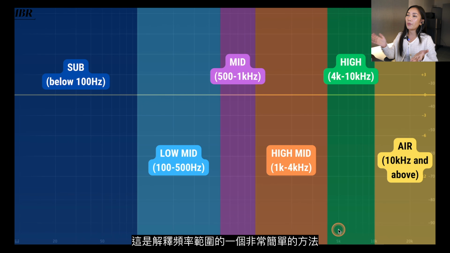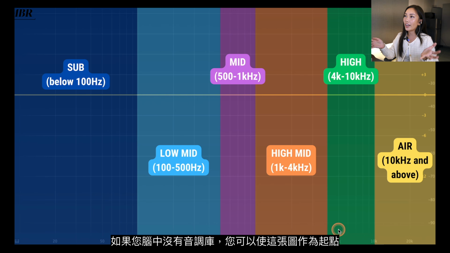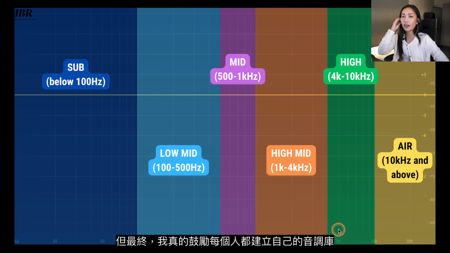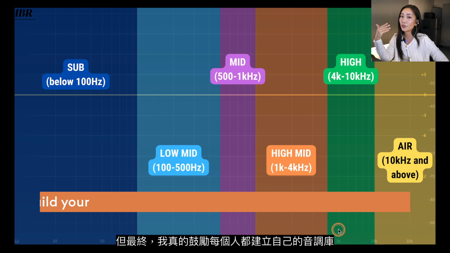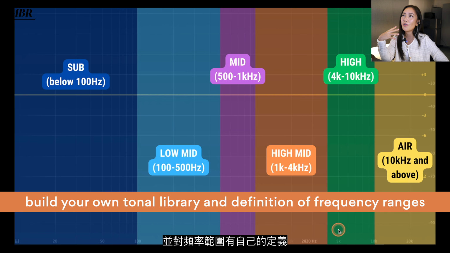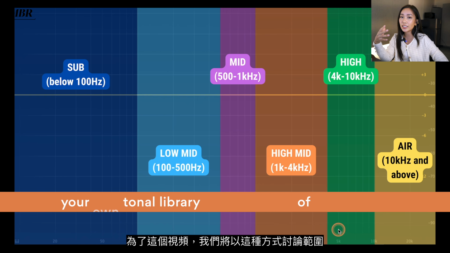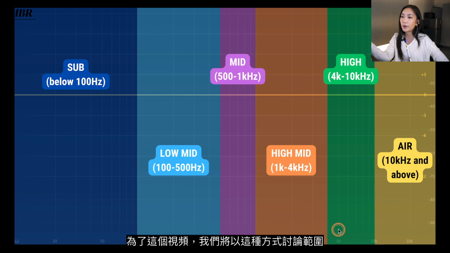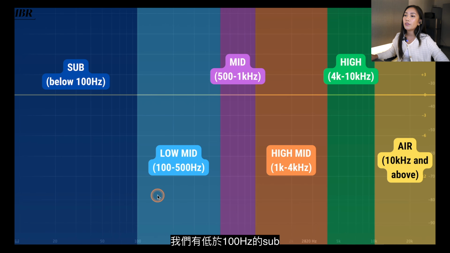I want to define some frequency ranges for you first. This is a very simplified way of explaining the frequency ranges. If you don't have a tonal library in your head, you can use this diagram as a starting point. But ultimately, I would really encourage everyone to build your own tonal library and have your own definition of frequency ranges. For the sake of this video, we're just going to talk about the ranges this way. For example, we have sub, which is below 100 Hertz.